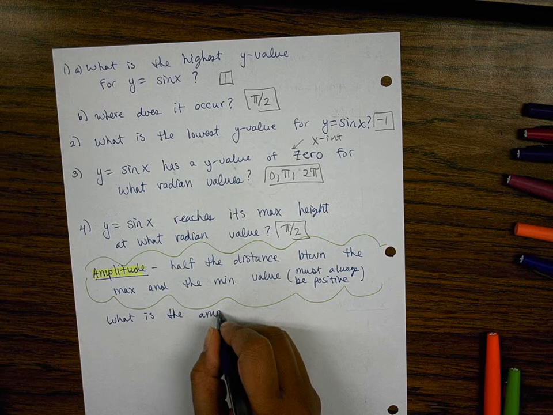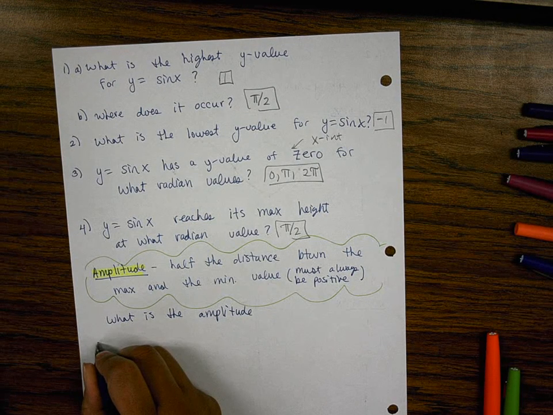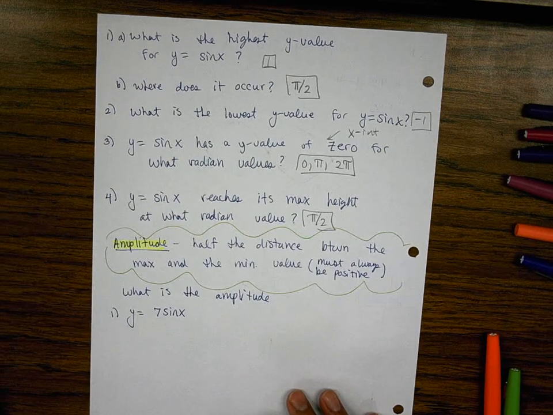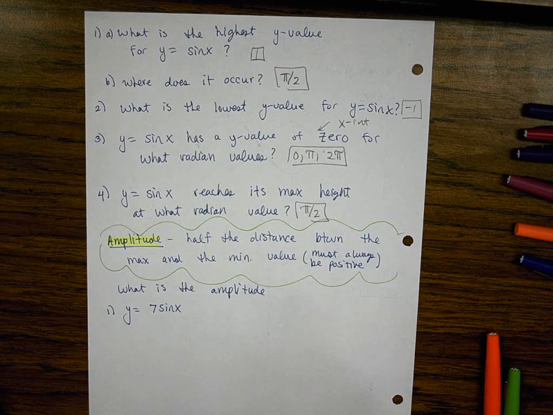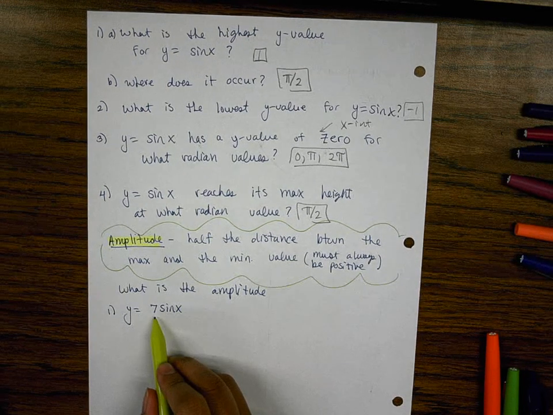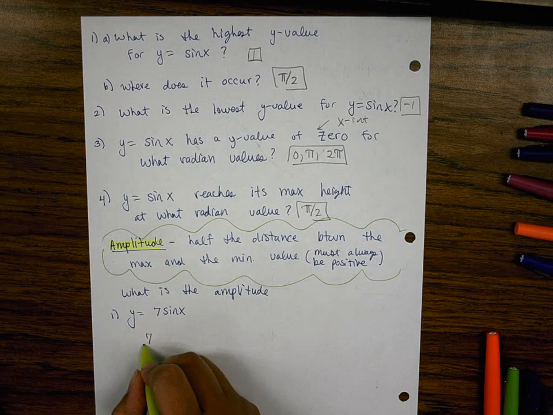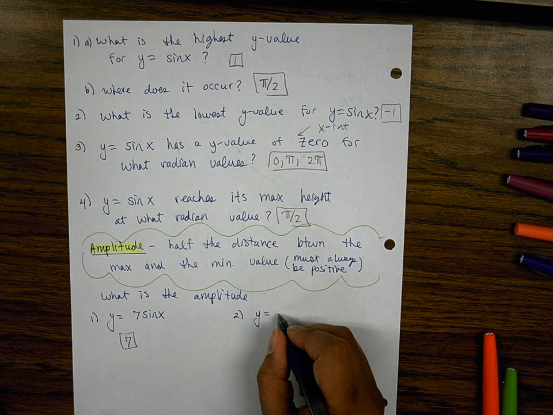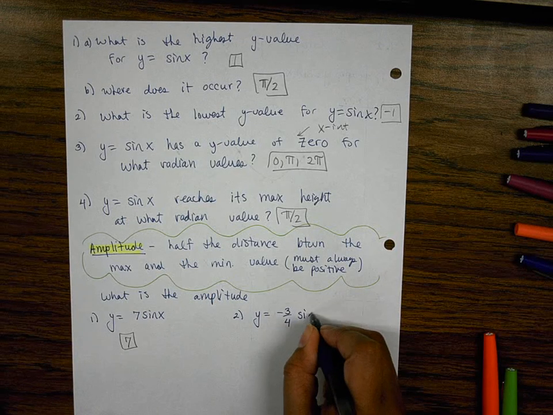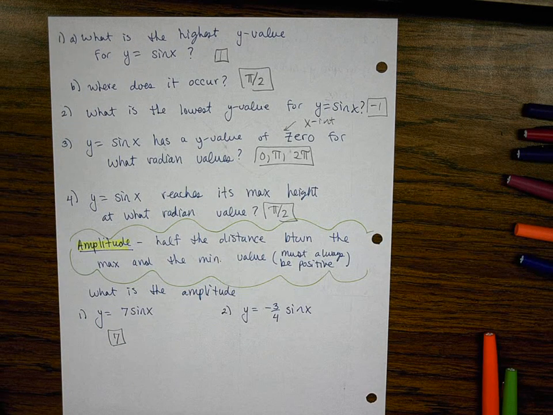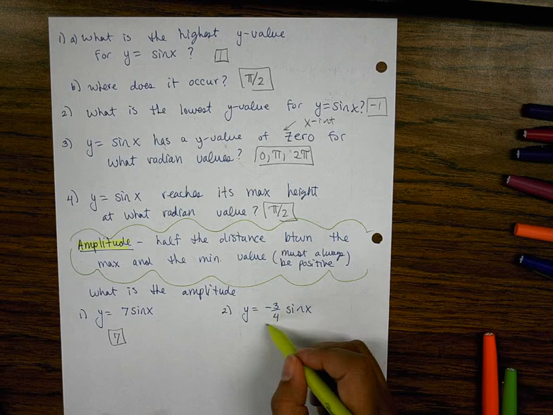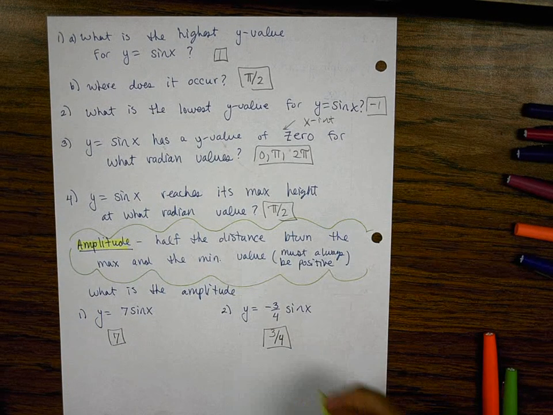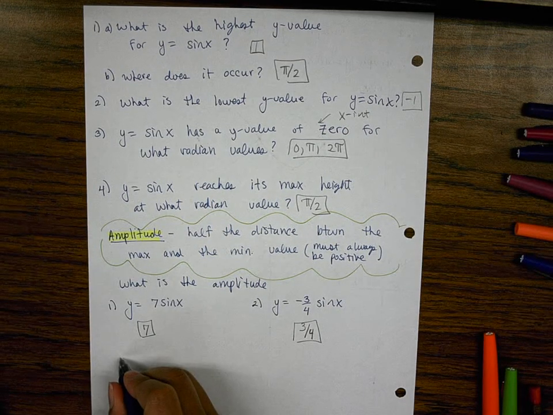What is the amplitude? Y equals 7 sine x. Y equals 7 times sine x. Absolute value of the number in the front. Your amplitude is 7. Number 2. Y equals -3/4 sine of x. The amplitude is the absolute value of the coefficient, the absolute value of -3/4, which is +3/4.